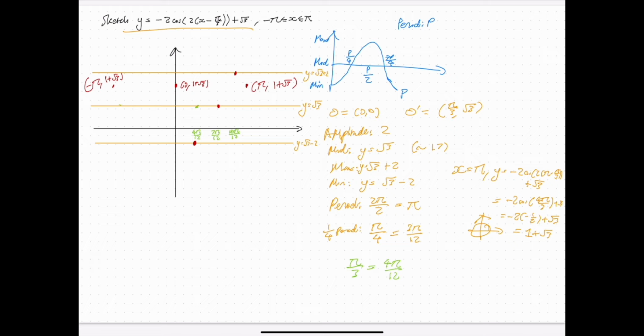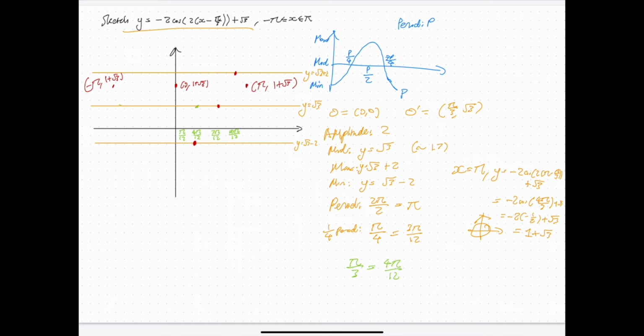Okay. Now, what we've done here is fill in the positive sections of this graph. The next thing we want to do is figure out what the negative sections are going to be. We know we're going from 4 pi on 12, and we're going to go backwards a quarter of a period. So that's backwards pi on 4, or 3 pi on 12. And so that's going to be, let's see, pi on 12 here.